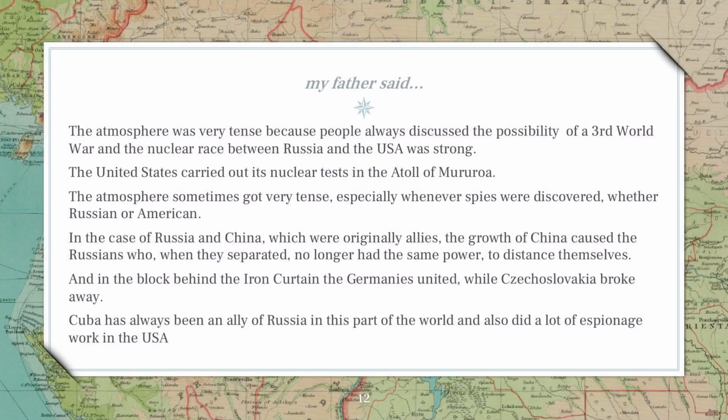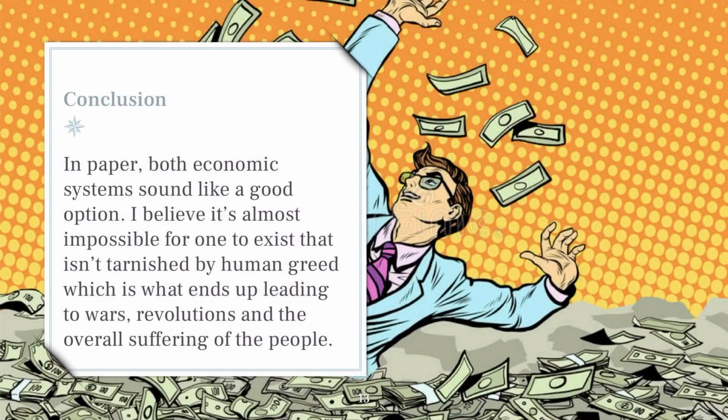In the case of Russia and China, which were originally allies, the growth of China caused the Russians, who, when they were separated, no longer had the same power, to distance themselves. In the bloc behind the Iron Curtain, the Germanies were united, while Czechoslovakia broke away. Cuba has always been an ally of Russia in this part of the world and also did a lot of espionage work in the USA.